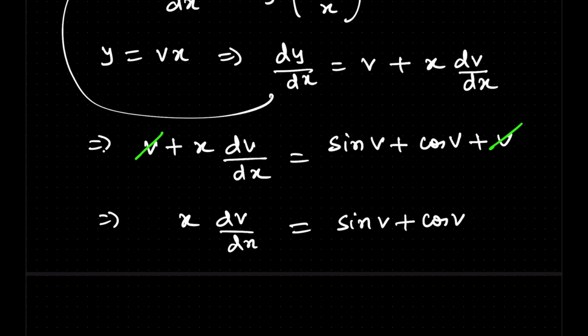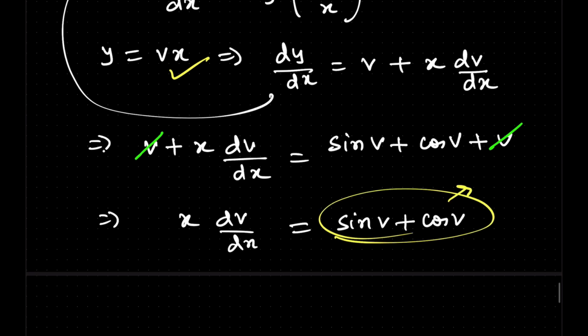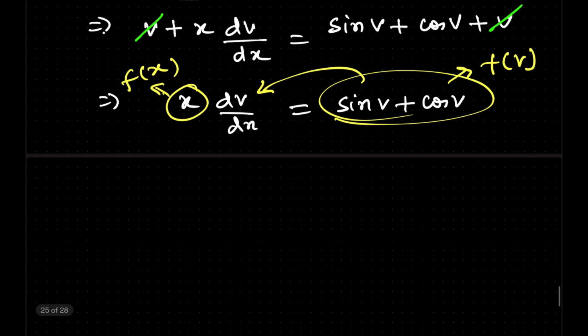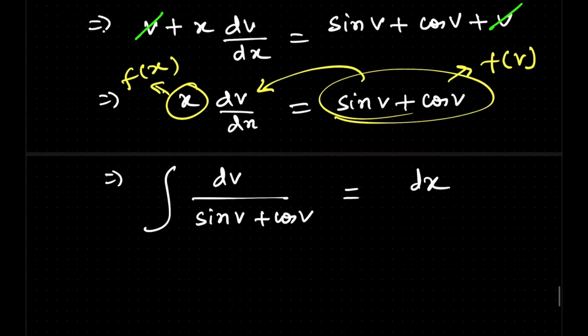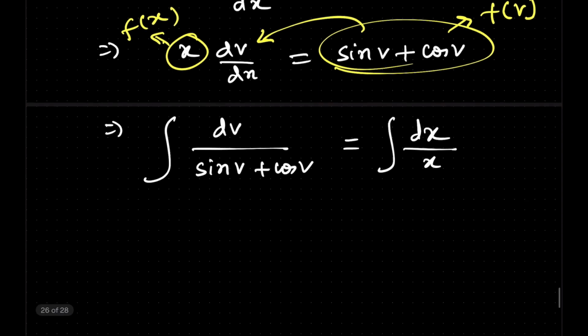As we have seen, once you substitute y is equal to vx, you get it in the form of the variable separable method. You can see here a function of v, and here a function of x, so you can easily do variable separable. You can bring the x function on the side of dx and the v function on the side of dv. Further simplifying, you bring dv by sin v plus cos v on one side and integrate it, and similarly dx by x, integrate here.